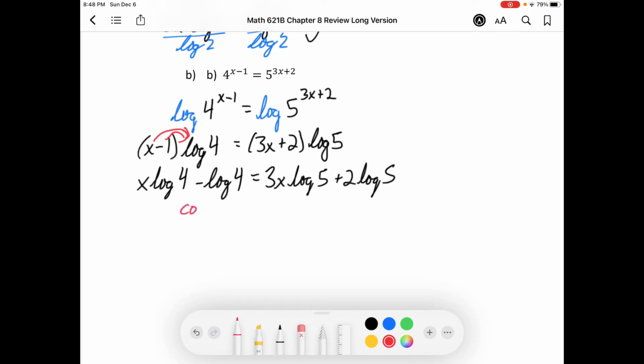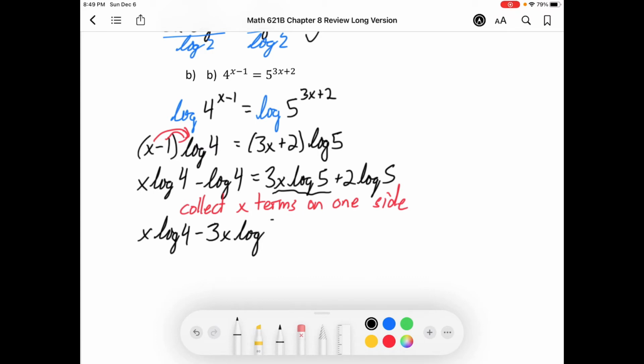Next thing we're going to do is collect x terms on one side. Let's see what happens. So I'm going to keep my x log 4 here. I'm going to move this one over, so I'll have minus 3x log 5. On my other side, I'll keep the 2 log 5, and I'll also move over this log 4, so I have plus log 4. Could you have done it with the x's on the other side? Absolutely.